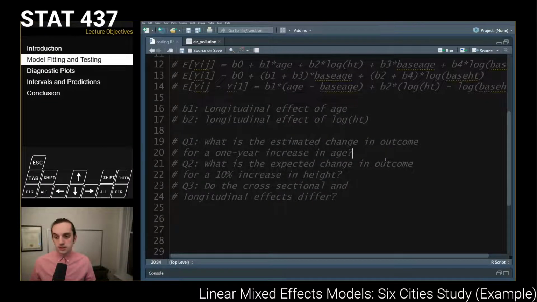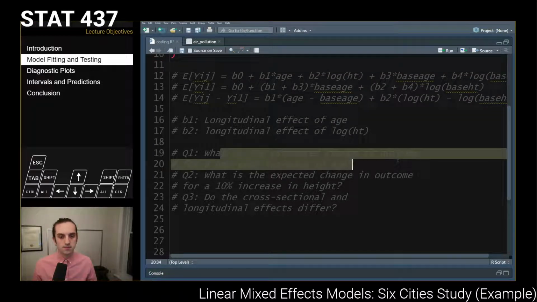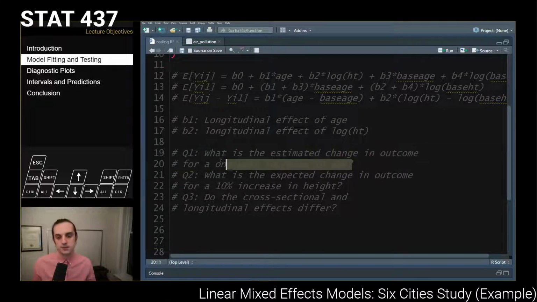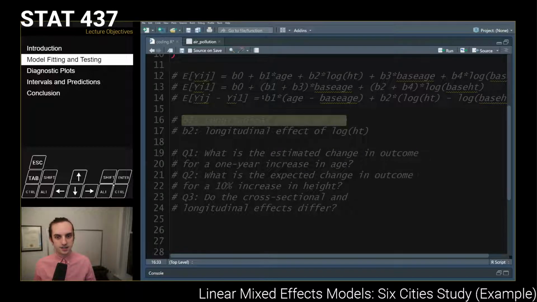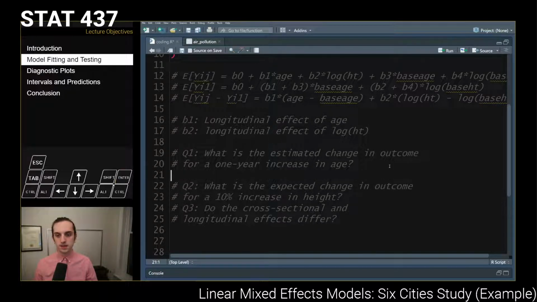All right. To answer the first question, what's the estimated change in outcome for a 1 year increase in age? This is a longitudinal effect question. We were just talking about how beta 1 is the longitudinal effect of age. So if our age has increased by 1 year since when we enrolled in the study, then we're going to see a beta 1 expected change in outcome. So the answer here is going to be beta 1.